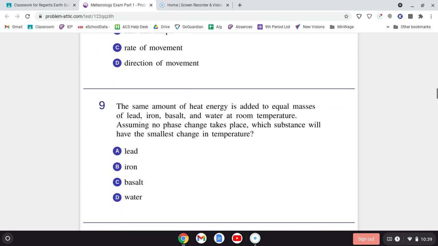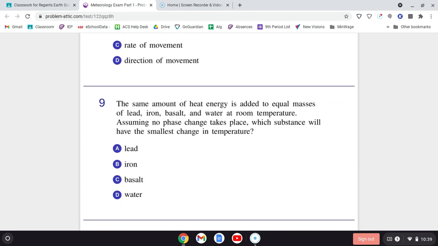Number 9. The same amount of heat energy is added to equal masses of lead, iron, basalt, and water at room temperature. Assuming no phase change takes place, which substance will have the smallest change in temperature? If heat energy is added to all of those, which substance will have the smallest change in temperature? I'm going to take away lead. So it's either iron, basalt, or water.